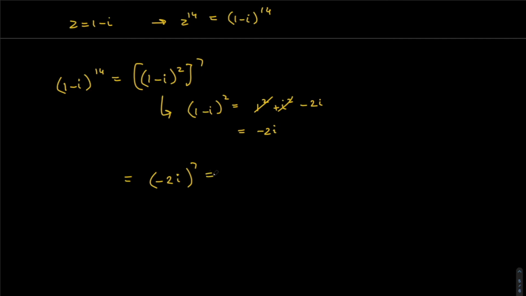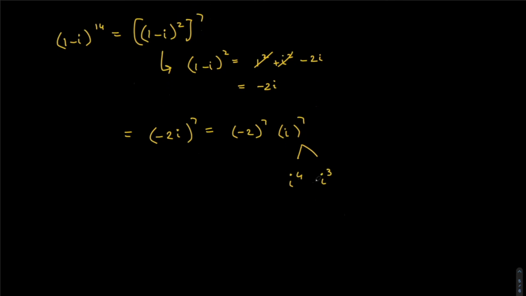Now let's break this apart as (minus 2) raised to the power 7 times i raised to the power 7. Most definitely we can do that. Now let's break up i to the power 7: it can be written as i to the power 4 times i to the power 3. i to the power 4 is just 1, so that's fine. This is just 1 times minus i, which is equal to minus i.